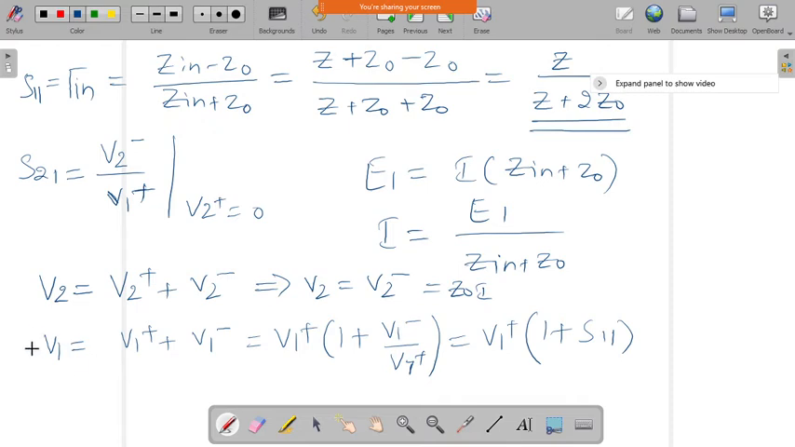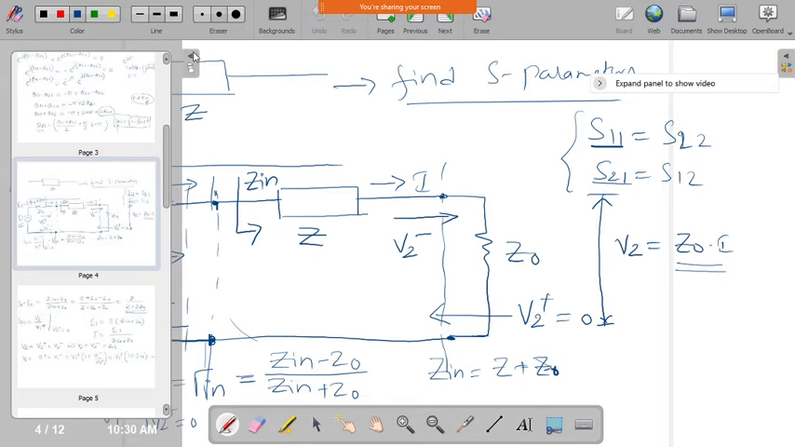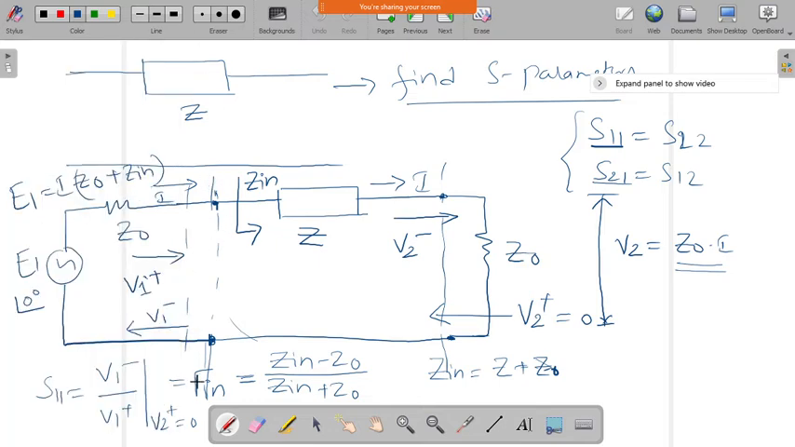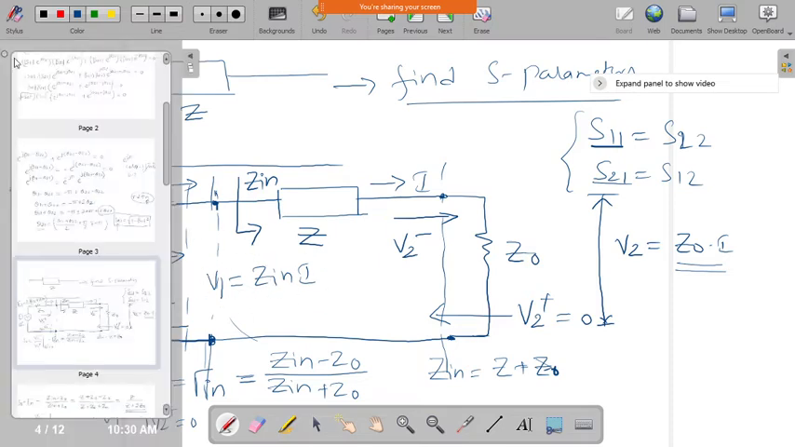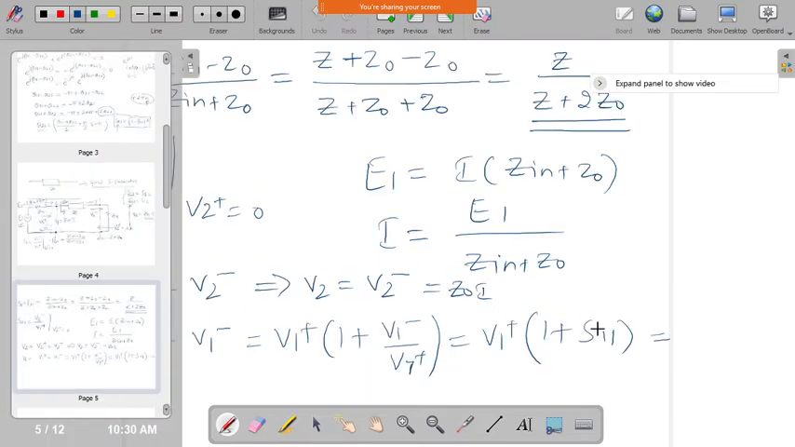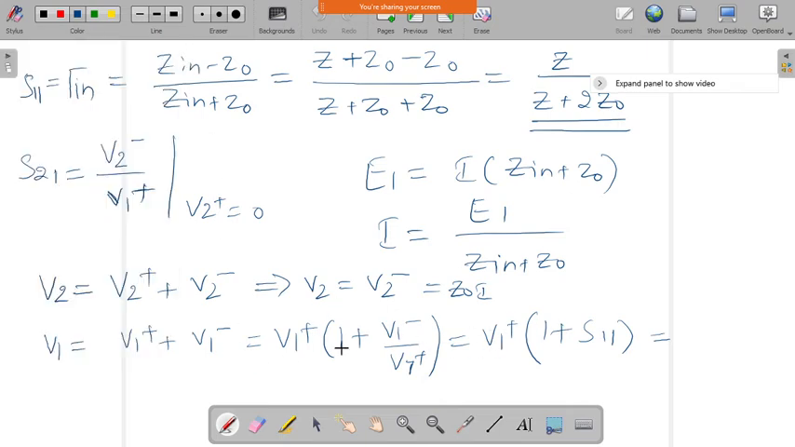Now what is V1 actually? You can see here, from this network we will get the V1. V1 is nothing but Z in into I. However, V2 we will calculate here at the output side. So if I calculate V1 here, it is nothing but Z in into I. So we can replace whatever V1 is there: Z in into I is equal to V1 plus into 1 plus S11.